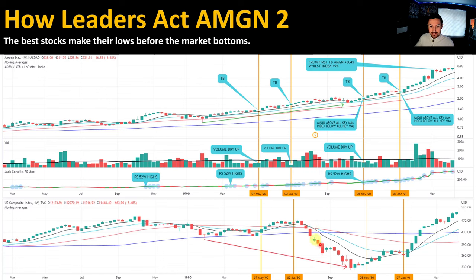But as the market is just tanking here, what's Amgen doing? Amgen's above pretty much all key moving averages, and it's just making a series of higher highs and higher lows. Look at the 52-week highs coming through. Then from the first trigger bar, this bar in here, Amgen goes up 300% while the index goes up 9%. Do you want to be in the index or do you want to be in the leading stock? Focus on the leaders. Relative strength is how you identify the leaders.